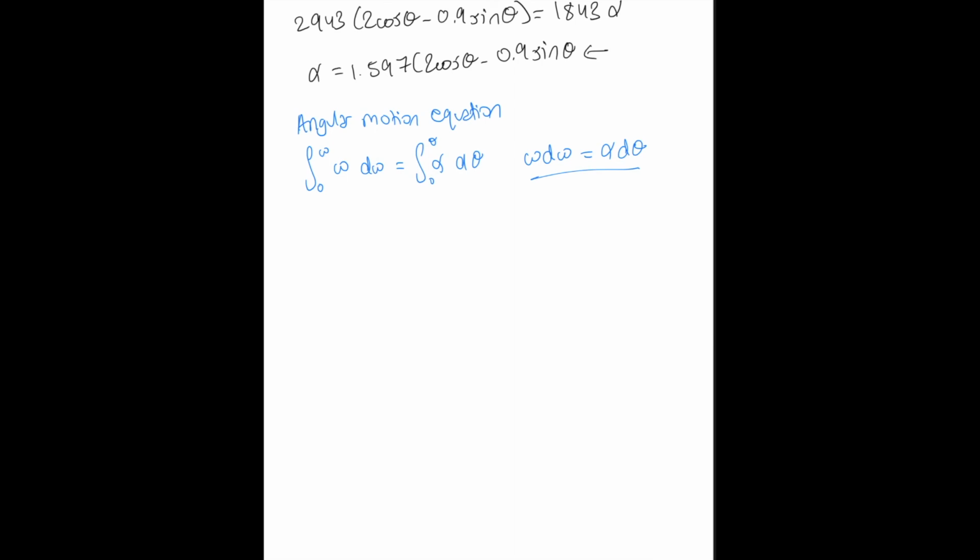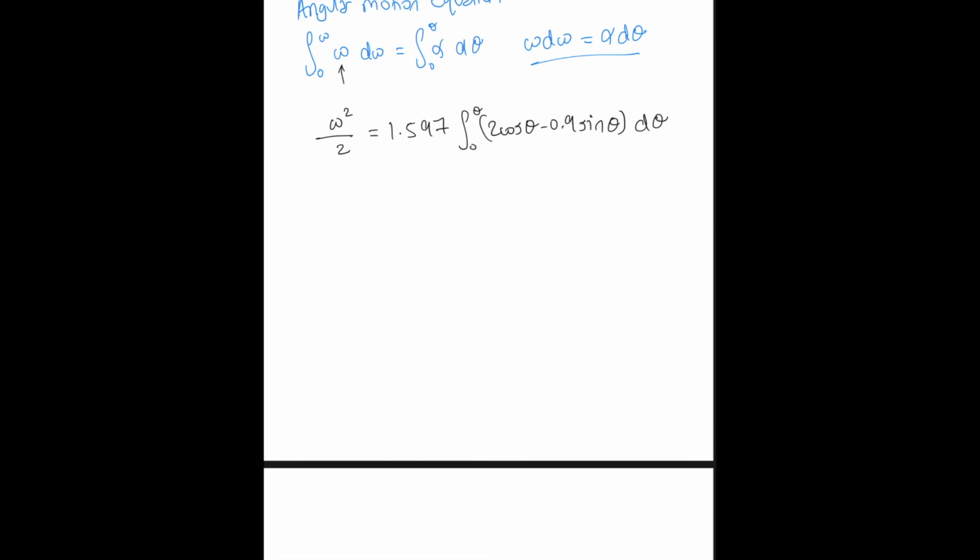So what's the integral of omega d omega? That's going to be omega squared over 2, and we're going to plug in our angular acceleration over here, so 1.597, and we're going to integrate our 2 cosine theta minus 0.9 sine theta. And that's going to give us omega squared is going to be equal to 3.19.